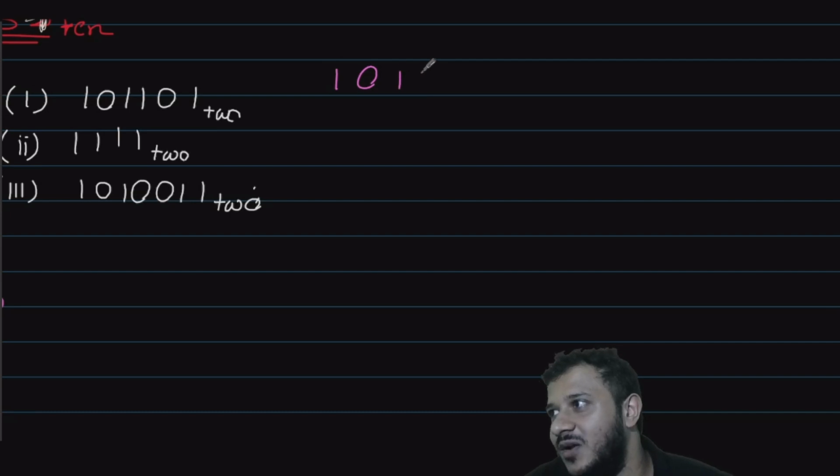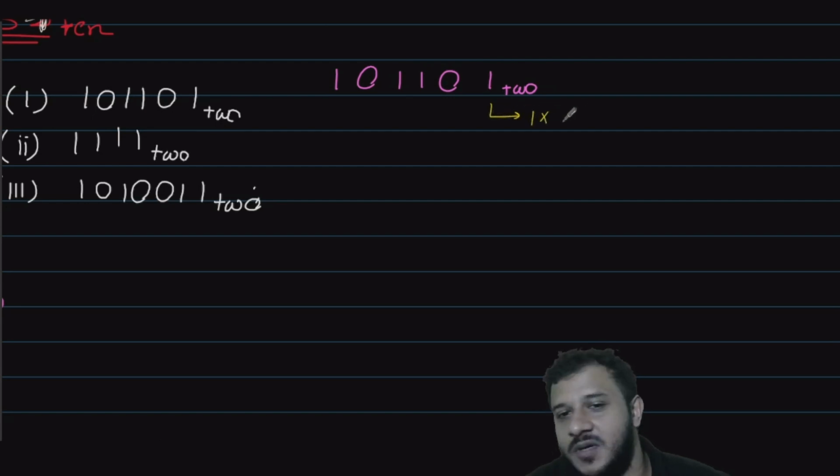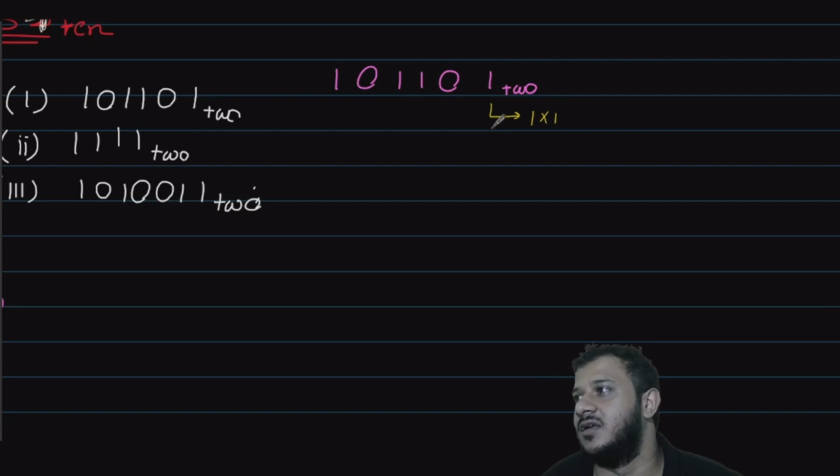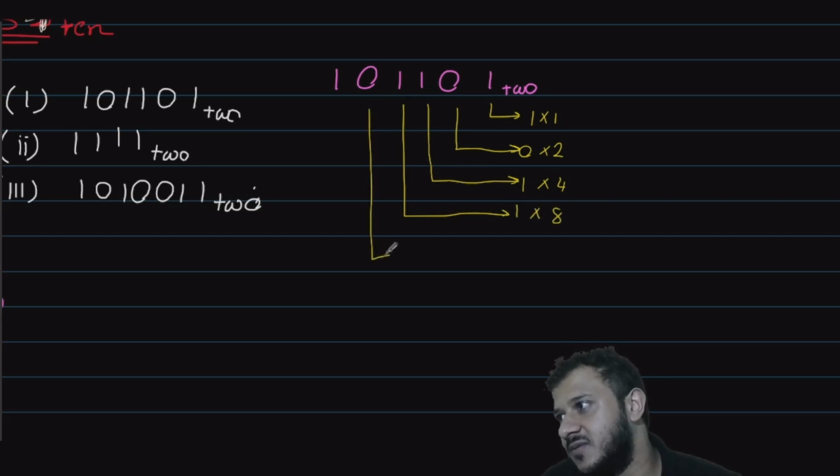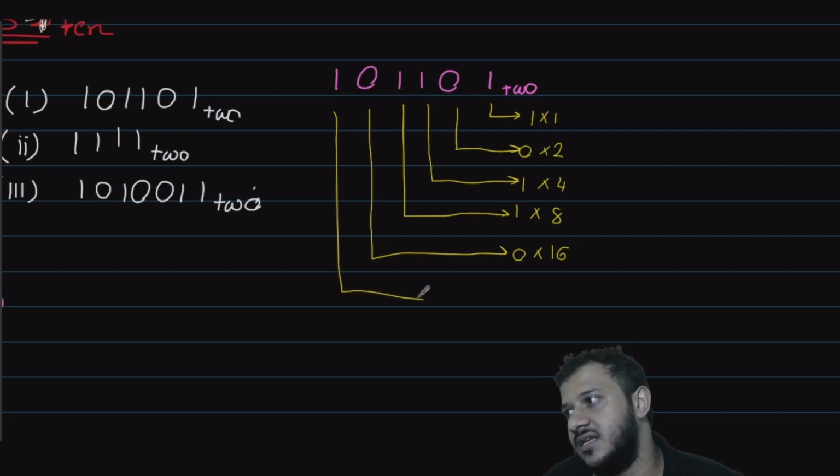1 0 1 1 0 1, base 2. Okay. So the first one is 1 times 1. The next one is 0 times 2. The next one is 1 times 4, and the next one is 1 times 8. Next one is 0 times 16, and the last but not the least is 1 times 32.